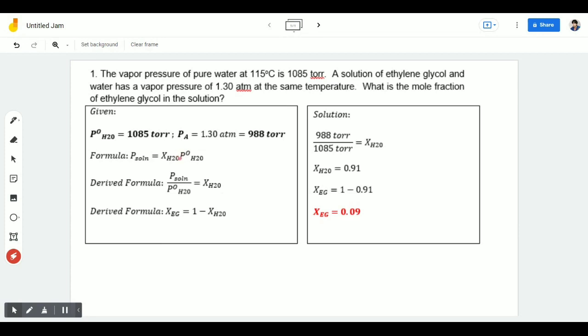So sa formula, ayun yung P solution. So dito sa problem, ayun yung 1.30 atm. Then since naka atm siya, we should convert it into torr. And the conversion factor is 1 atm is equals to 760 torr.